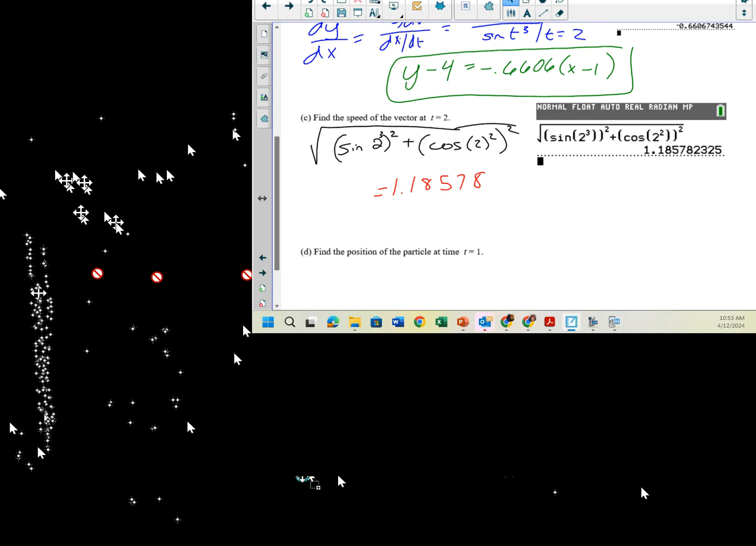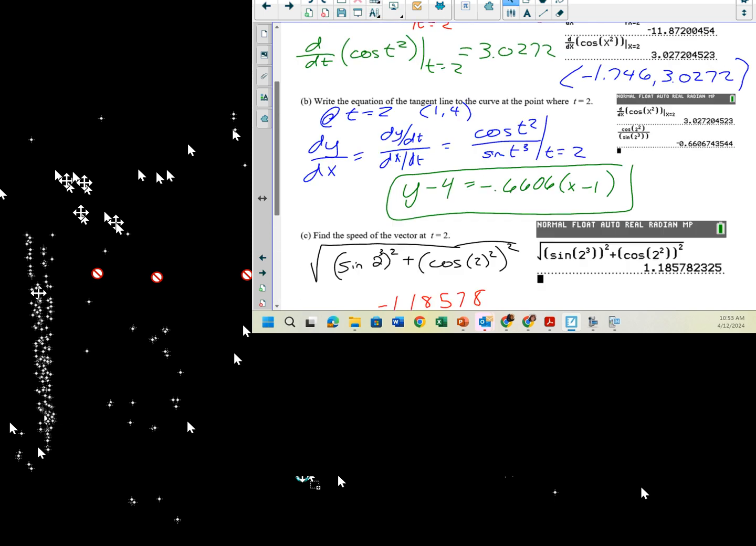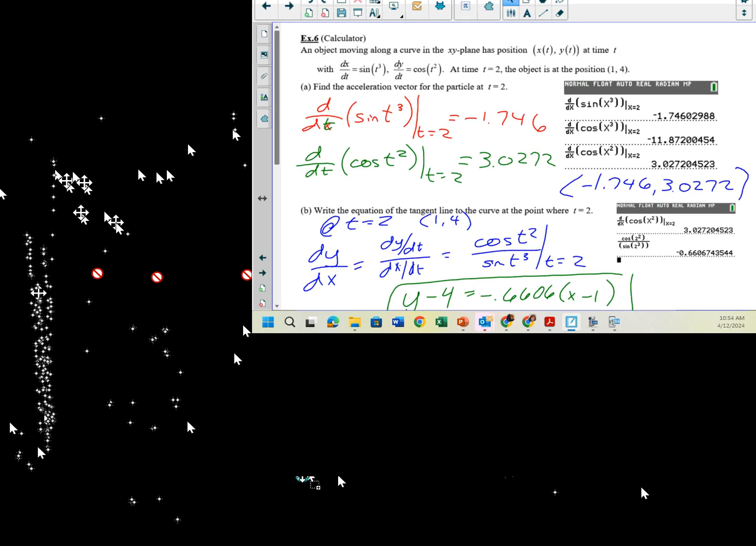And then the last one, find the position of the particle at time t equals 1. Somebody's like, well, how do I do that? This is literally a calculator question, because you can't integrate the sine of t cubed without a calculator. Oh, did I give you units? If I did not give you units, you're not giving me units. If I give you units, you better give them back.